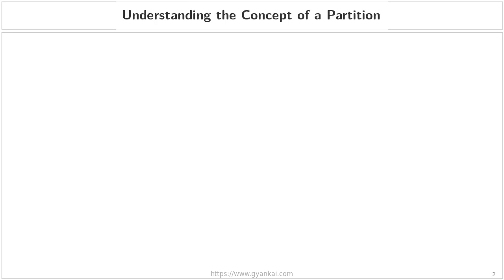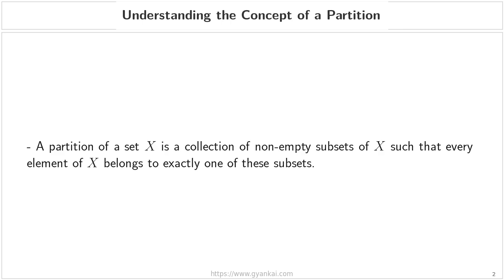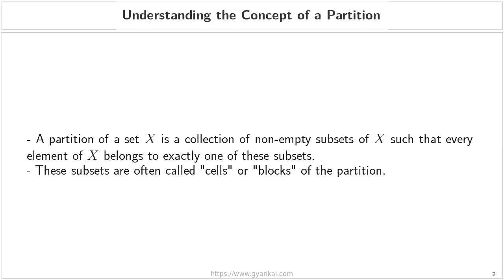Understanding the concept of a partition. Now that we have introduced the general idea of slicing a set, let us look at the formal definition. A partition of a set X is a collection of non-empty subsets of X, with the critical requirement that every single element of set X must belong to exactly one of these subsets. This means no element can be left out, and no element can be in two different subsets at once. In mathematical discussions, you will often hear these individual subsets referred to as the cells or blocks of the partition. You can think of these as the distinct pieces that make up the whole set.